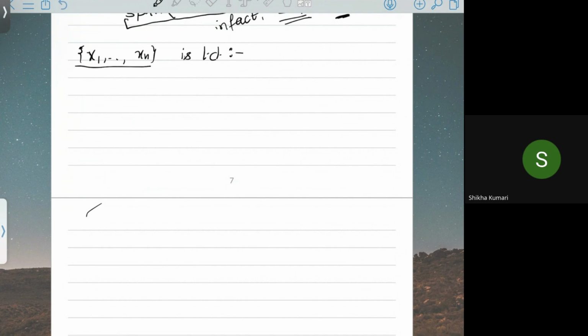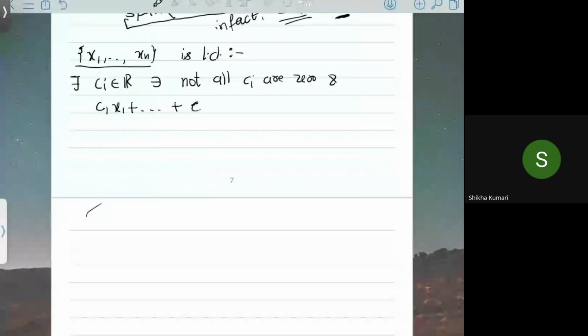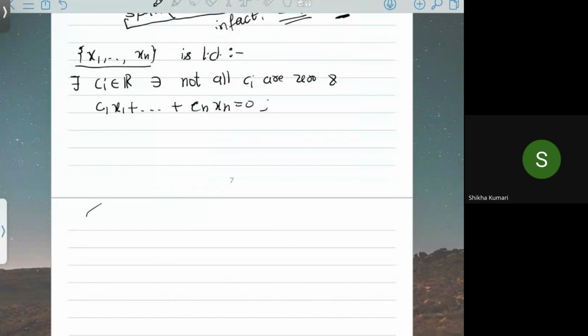Ma'am, when all scalars are not equal to zero. Stated properly. There exists scalars Ci in R such that not all Ci's are zero and this equation is satisfied, right? This is the definition of linear dependence. Now my claim is that this set is linearly dependent as a subset of M_n(R).